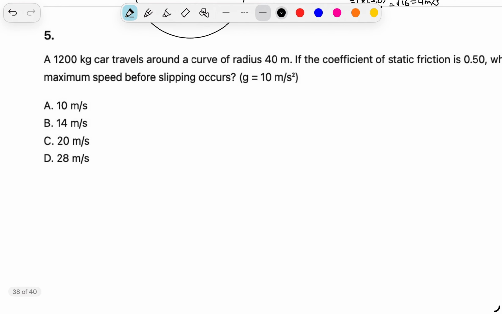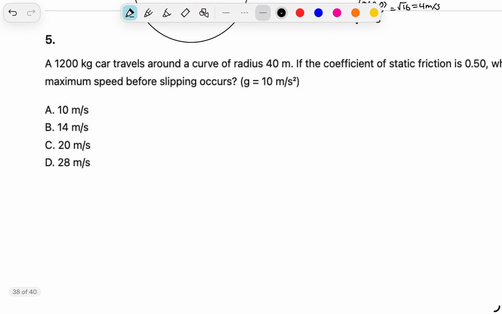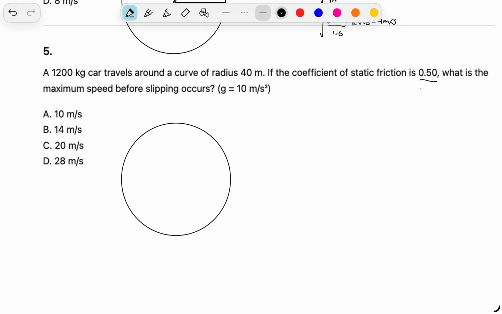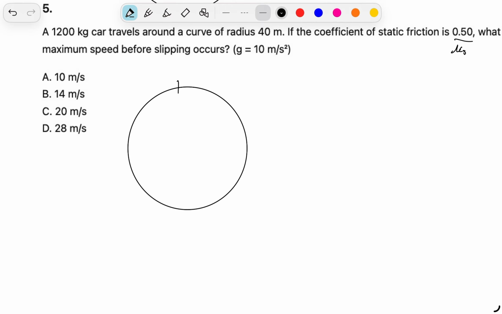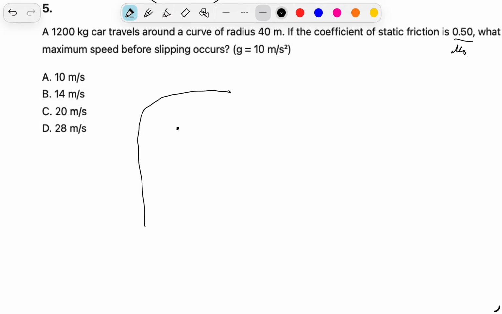So you have a 1,200 kilogram car that travels around a curve of radius 40 meters. If the coefficient of friction is 0.50, what is the maximum speed before slipping occurs? So we're looking at a curve, actually. So inside of the curve, we're going to say it's like a circle. So this means we have a center here, and then we could expect the rest of our road to look like this.